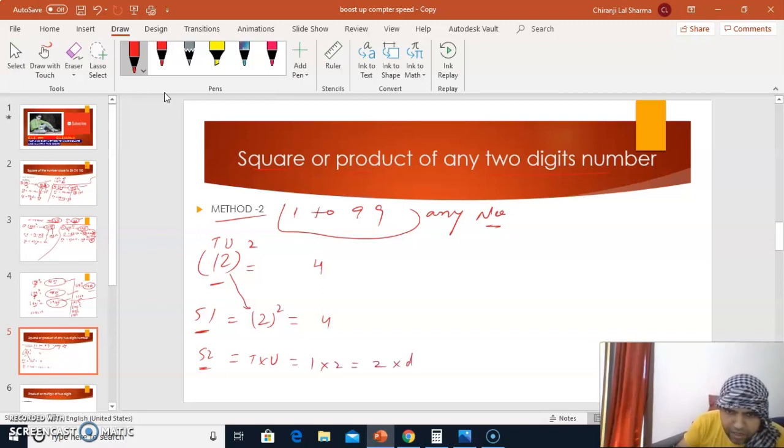Now make it double. That is, you will multiply the answer with 2, and it will give you 4. So this 4 you have to write here again.